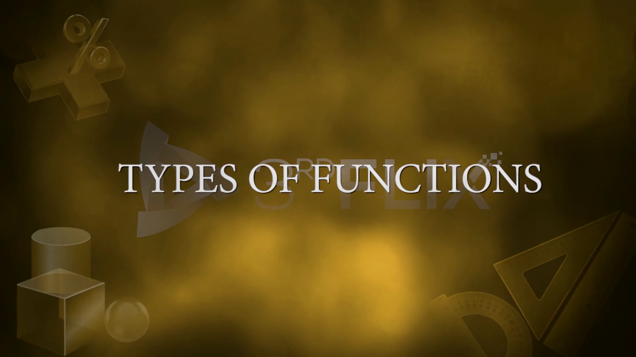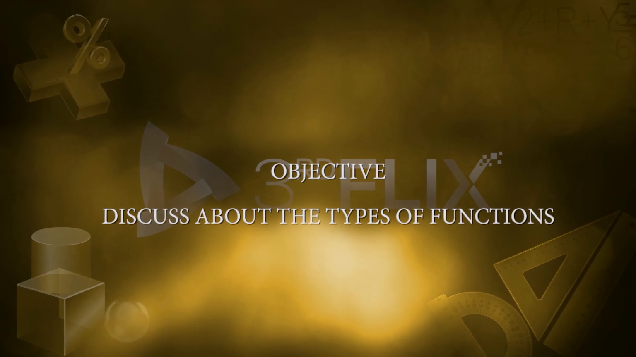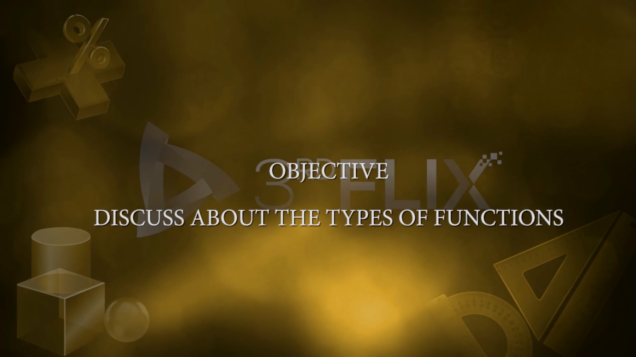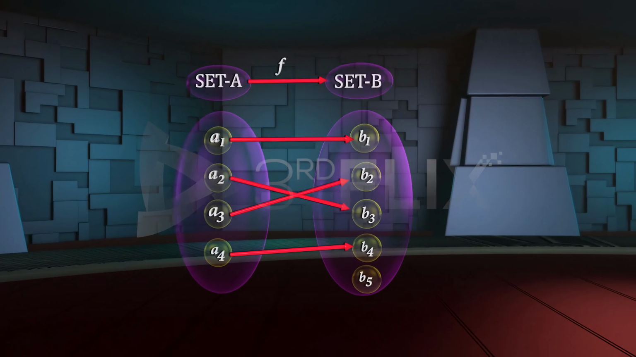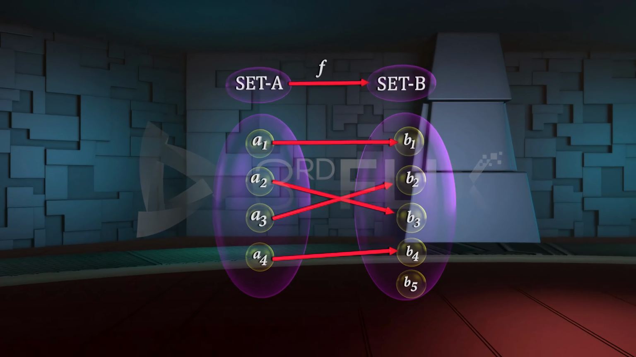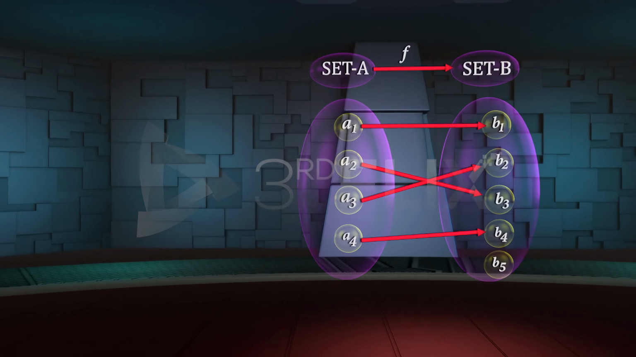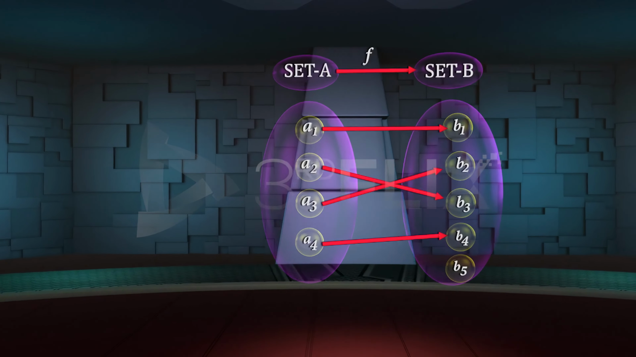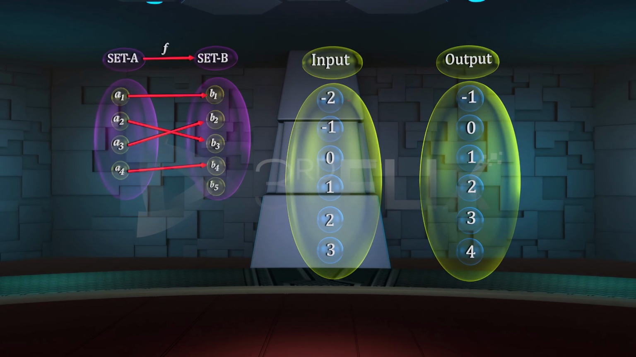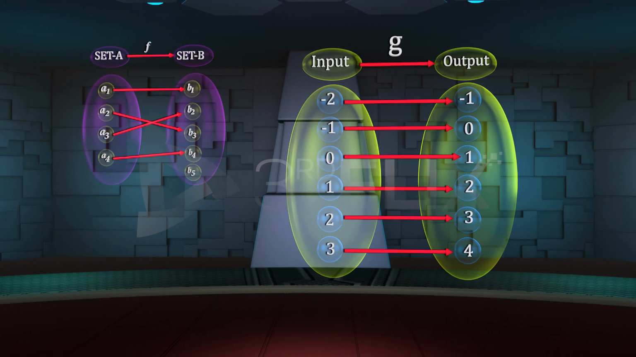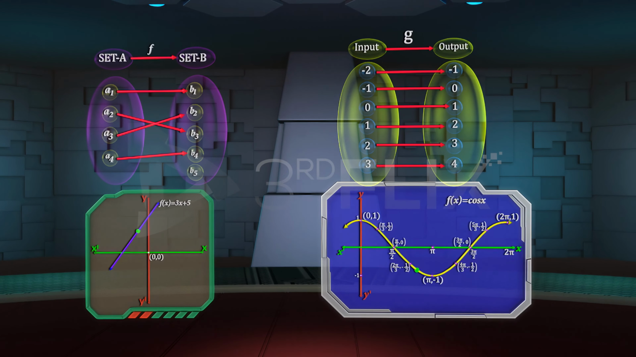Types of functions. In mathematics, a function is a relation between sets that associates to every element of a first set exactly one element of the second set. Typical examples are functions from integers to integers or from the real numbers to real numbers.